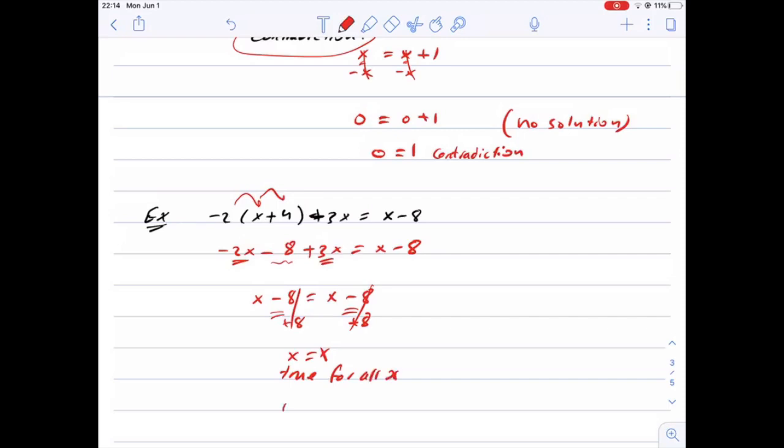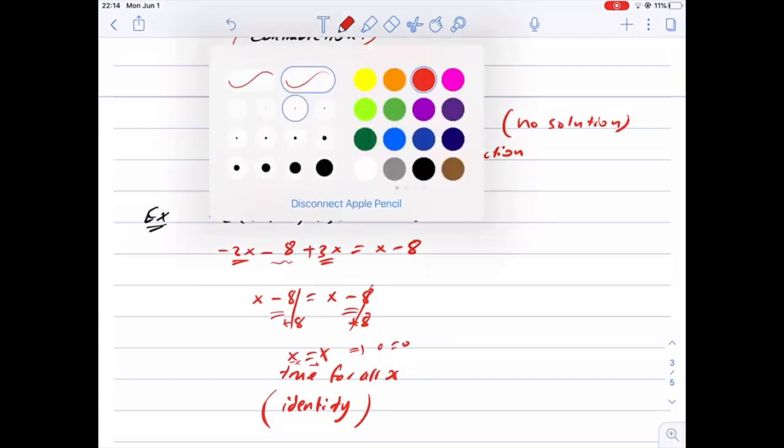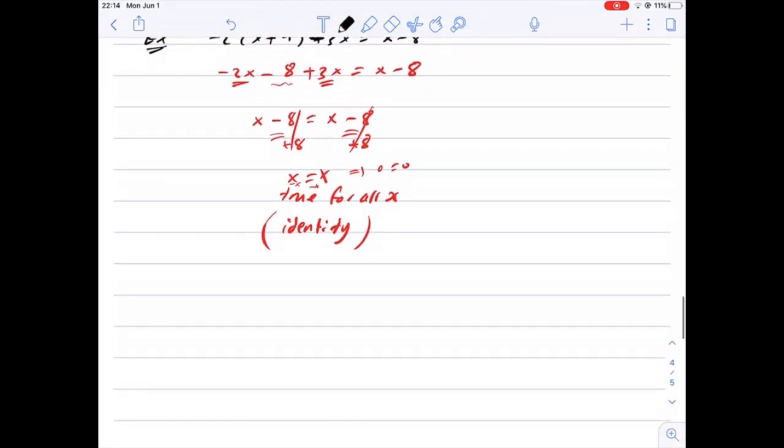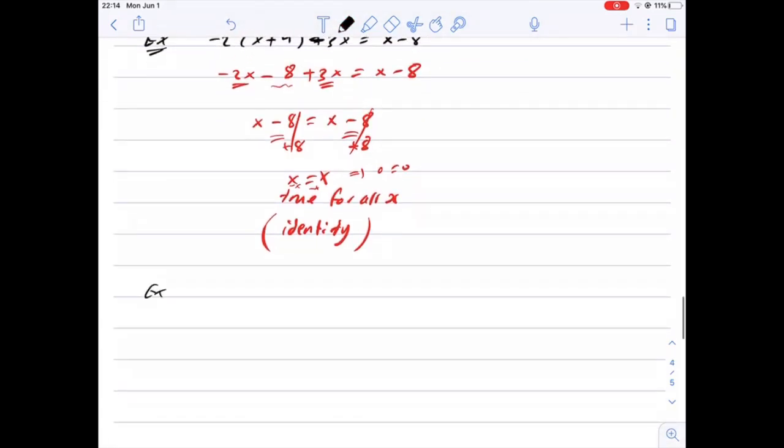So that means we have an identity. This is called an identity equation. Because if we subtract x, we get 0 equals 0. So if we get the same number, 0 equals 0, 1 equals 1, and so on, that means we have an identity equation. Let's do another example.